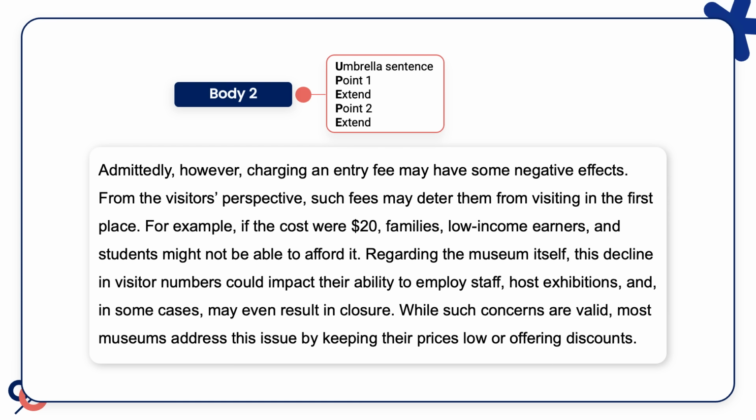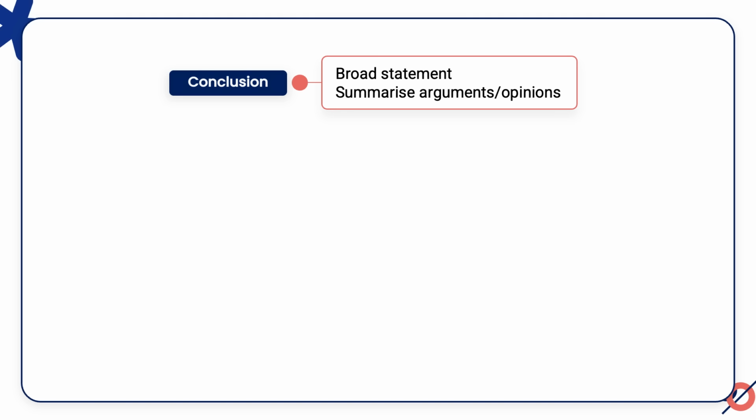And here's body paragraph 2, our disadvantages altogether. That was an excellent second body paragraph. Just like body paragraph 1, we extended upon our points with examples, reasons, and/or explanations. Let's move on to our final part of our essay, the conclusion. The conclusion only requires a couple of things.